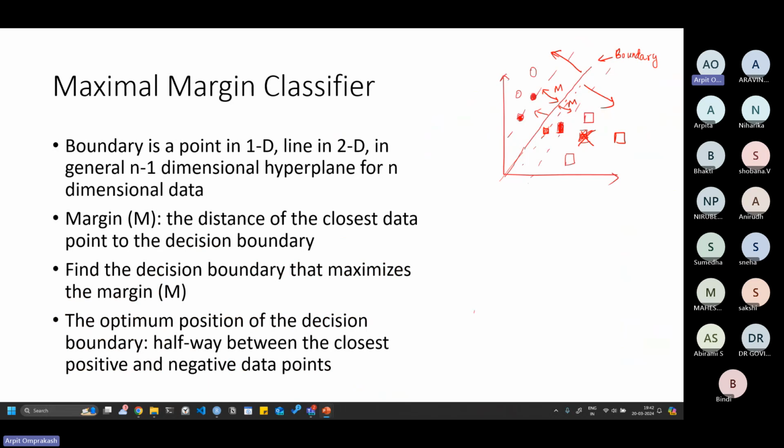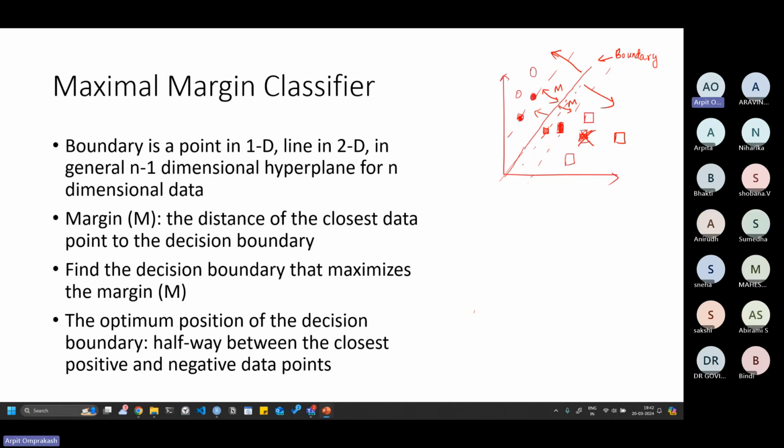Maximal margin classifier is basically a classifier which draws a boundary between two classes of data. And it has something called a margin. So margin is basically the distance between the closest data point and the decision boundary. A maximal margin classifier basically finds a decision boundary that maximizes the margin.